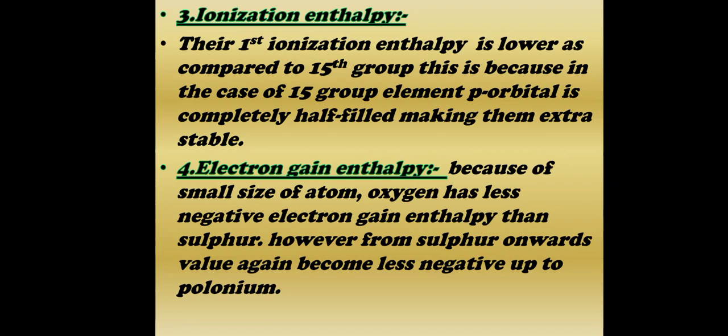Pass on to the next, electron gain enthalpy. That means if the atom gains one electron, what happens? Due to the smaller size, oxygen has less negative electron gain enthalpy than sulfur. However, from sulfur onward, the value again becomes less negative up to polonium. Size of oxygen is less, so electron cannot be added easily.